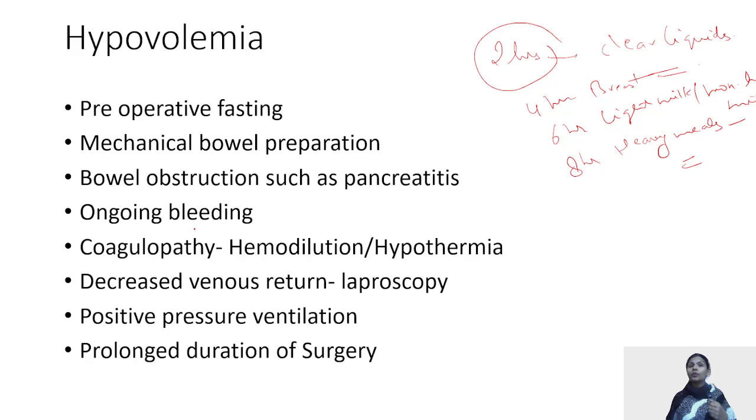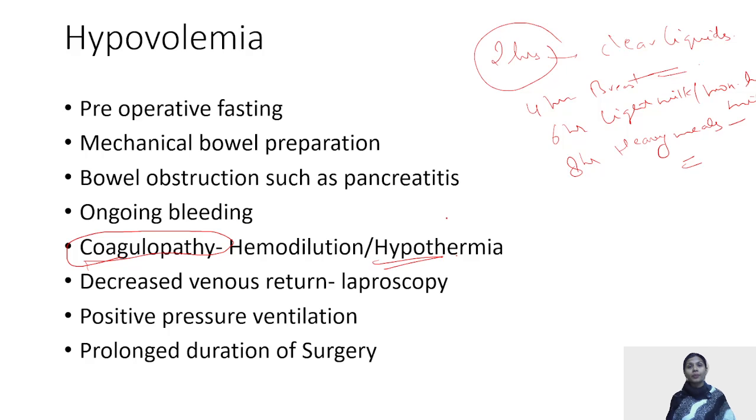Second, mechanical bowel preparation, which these days is done quite less. Bowel obstruction, like pancreatitis, which can lead to third space losses. Then bleeding, maybe the patient is bleeding, like per vaginal bleeding is going on. That could be one of the reasons of hypovolemia of the patient. Then coagulopathy, suppose the patient is in sepsis or has been given fluid overzealously and there is hemodilution leading to coagulopathy. Then hypothermia.